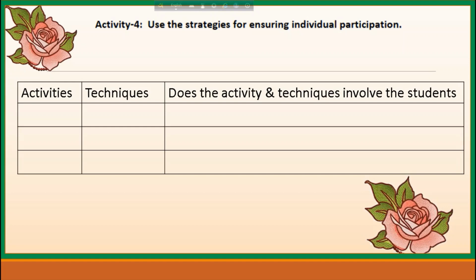After the demo you will draw the table, and here are some activities and techniques. Does the activity or technique involve the students? In the previous demo, the trainer takes some initiatives, some activities, and some techniques are used. Does the activity or technique involve the students?